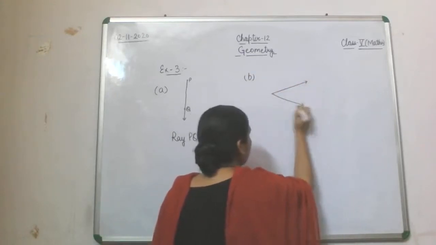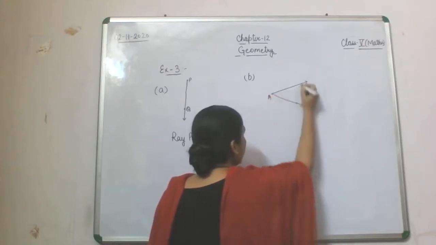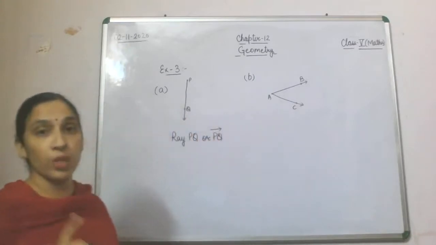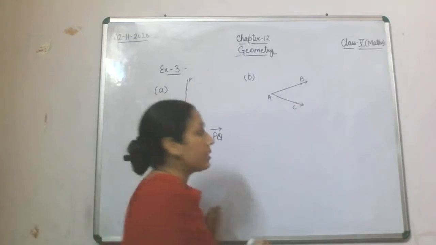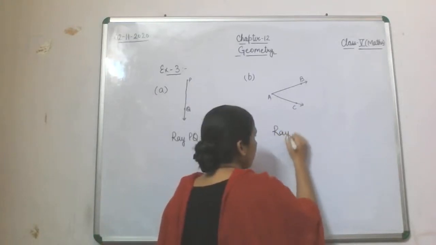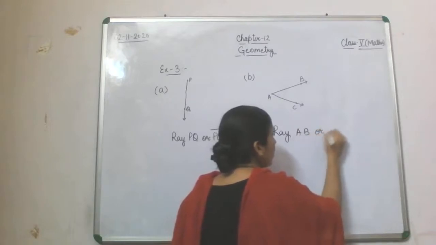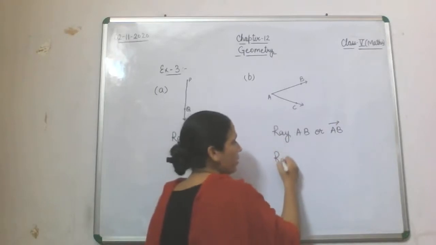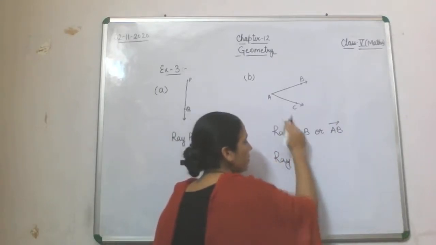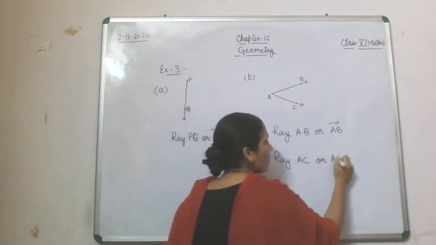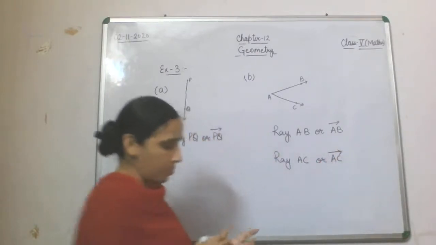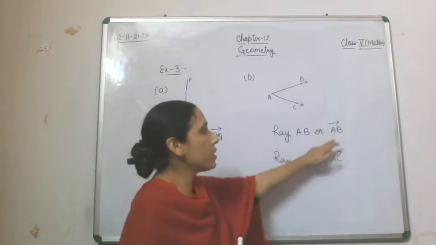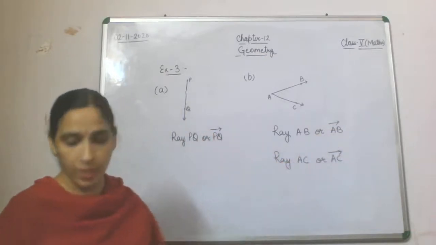If you have been given two rays, A, here B, and then here C. Here you have been given two rays with one point of beginning. So it will become ray AB, or in the symbol, AB with an arrow. Second is ray AC, or above AC you make this arrow. So this is the symbol of writing ray AB, in words or in symbol.